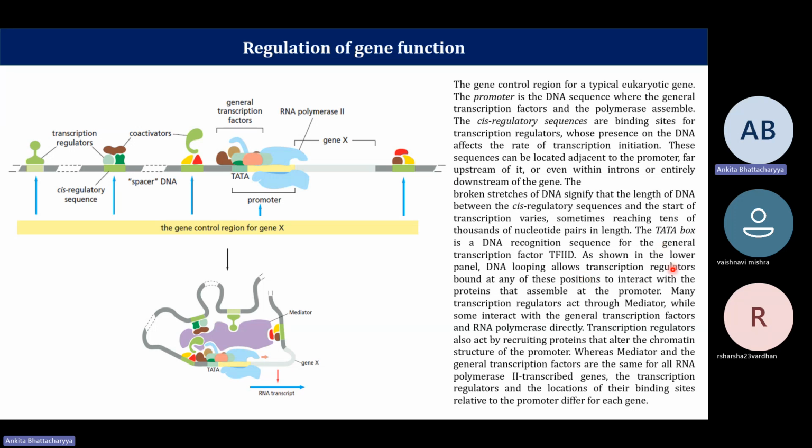DNA looping allows these transcriptional regulators that are bound at any of these positions to interact with the proteins that assemble at the promoter. So this is what you see here. This entire sequence on the left has undergone multiple types of folding to produce this architecture, whereby you can see that these far away sequences can all interact with proteins at the center, or at the promoter sequence.